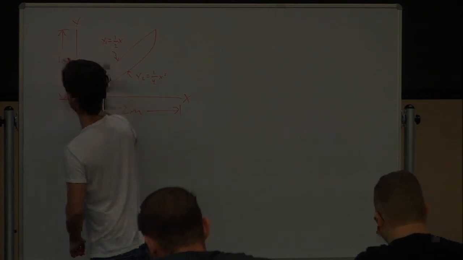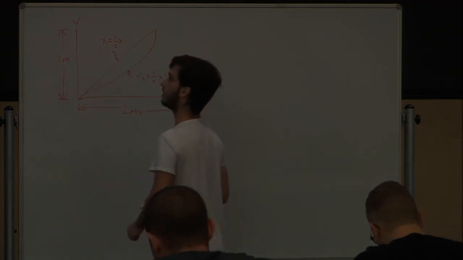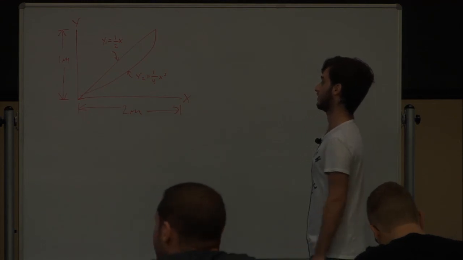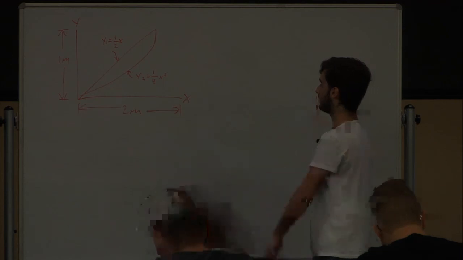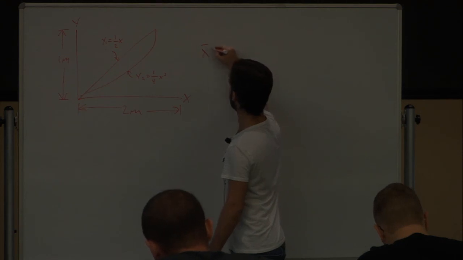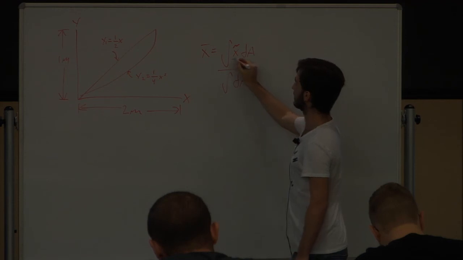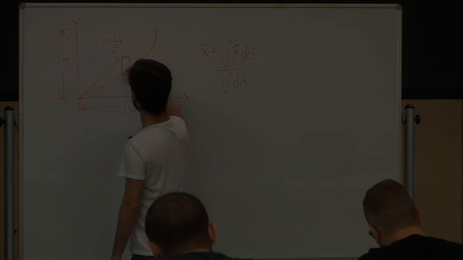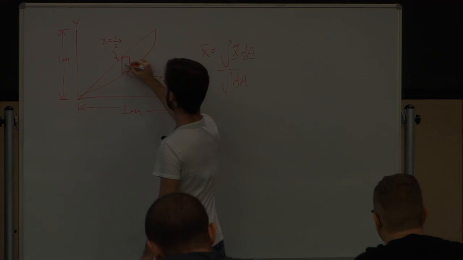So locate the centroid x bar of the area. The formula for x bar is just the integral of x tilde dA over the integral of dA. So two main values that we have to find. We have to find our x tilde here. So then this will be my x tilde, y tilde.